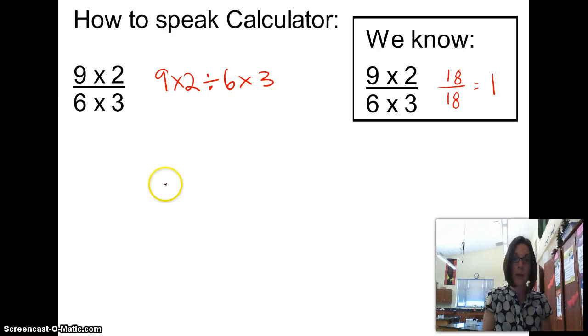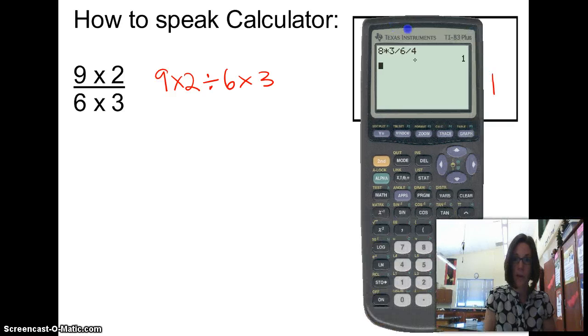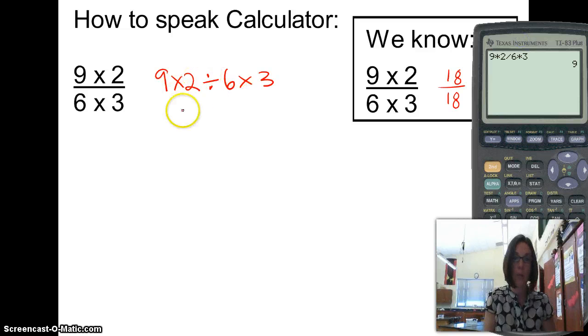Well, remember PEMDAS. Your calculator is going to do PEMDAS, so your calculator is going to do it this way. Let's clear this off the screen. It's going to do 9 times 2 divided by 6 times 3. Now remember, we know the value of this expression to be 1. Your calculator is going to give you 9 here because it did 9 times 2, that's 18. Divided by 6, that's 3 times 3, that's 9. So we didn't tell the calculator what we had in our problem right here.